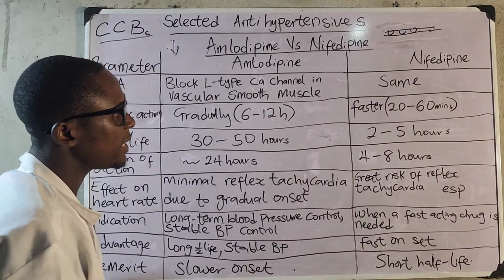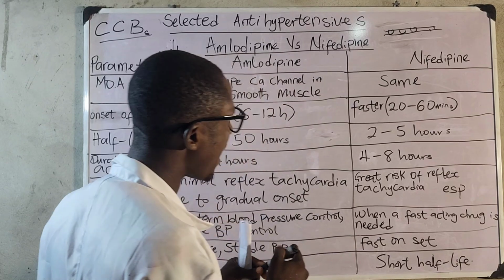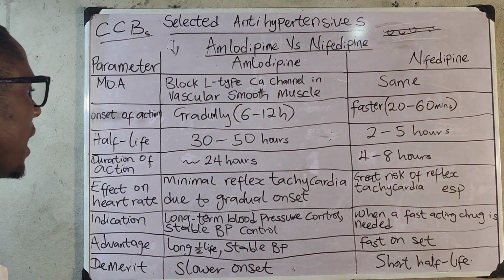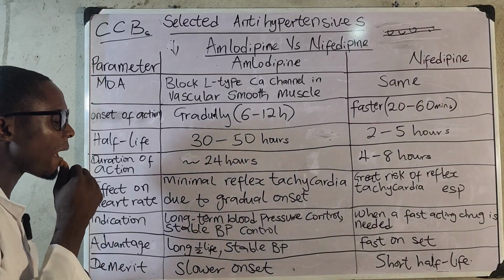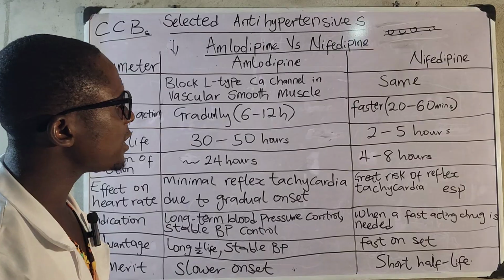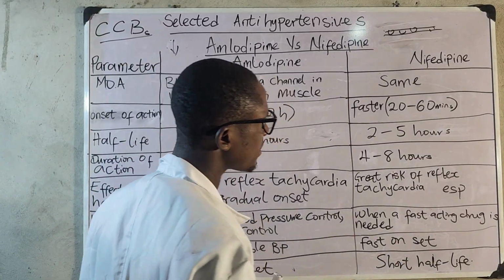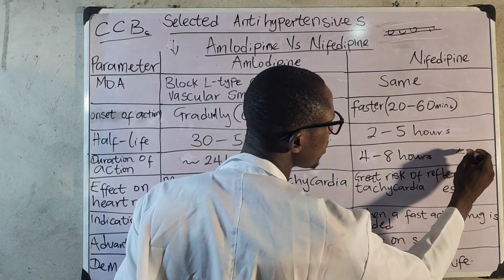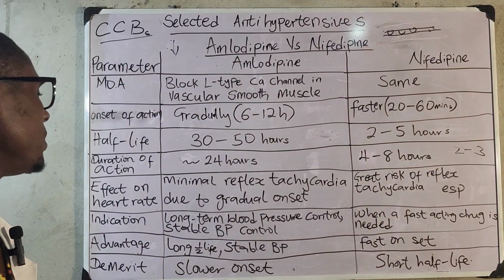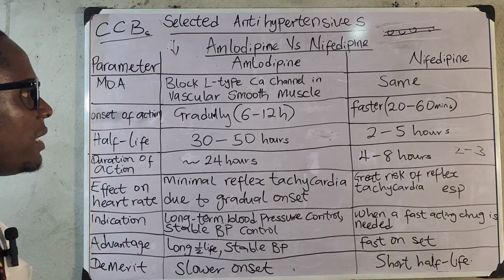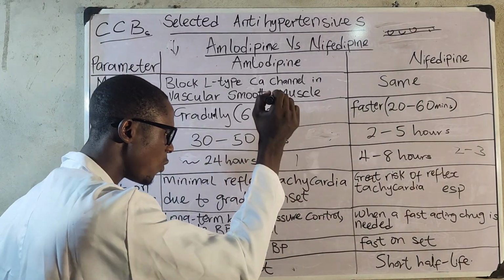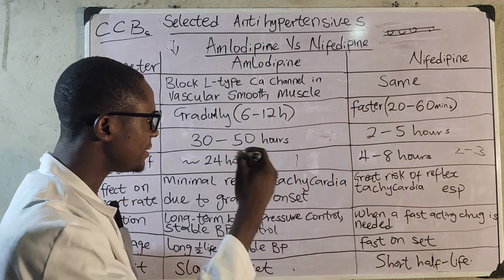While for nifedipine, the half-life is 2 to 5 hours. Now talking about the duration of action, amlodipine works for approximately 24 hours, still in the body working. That of nifedipine is 4 to 8 hours. Most people take nifedipine 2 to 3 times a day because of how it works in the body. However, for amlodipine it is just one tablet daily.